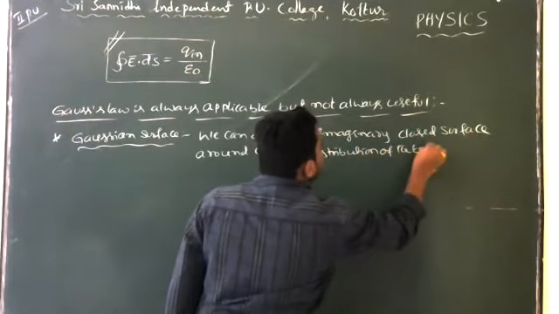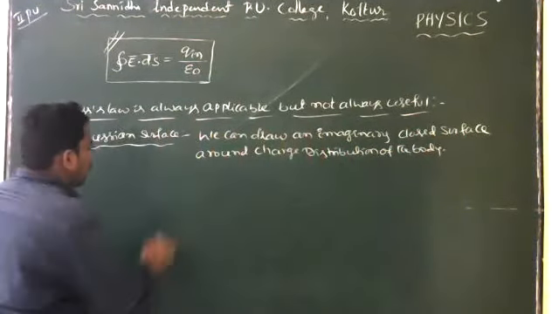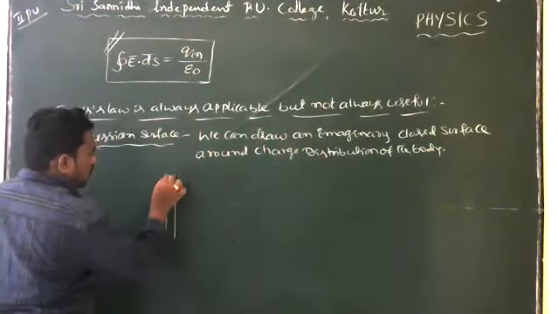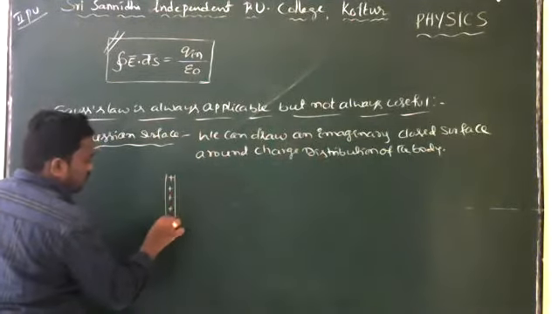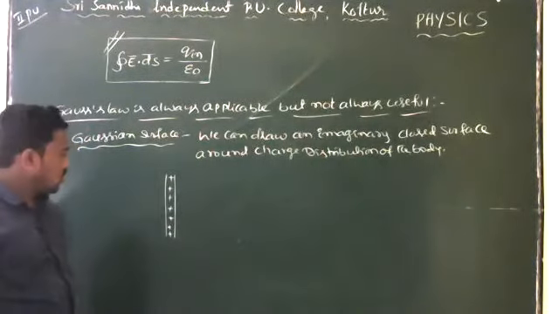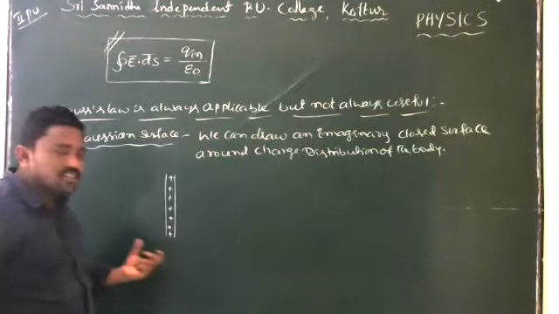So this surface is known as the Gaussian surface. For example, if we take the wire, this is the wire. Gauss's law does not apply directly.